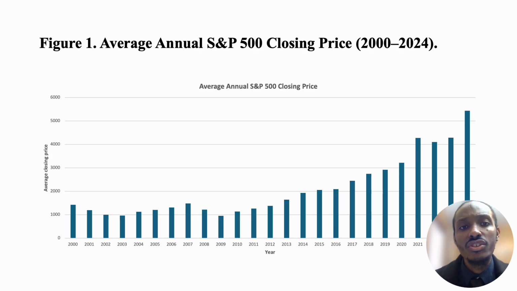Here's the bar chart showing the average annual closing price of the S&P 500. You can clearly see the market growth over time. There are a few key moments to notice. Look, here in 2008, there's a big drop because of the financial crisis. But despite that, the index bounced back and reached over 5,400 in 2024. So overall, the trend has been upward.